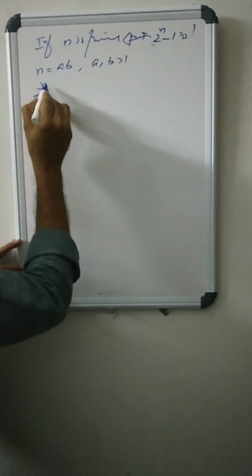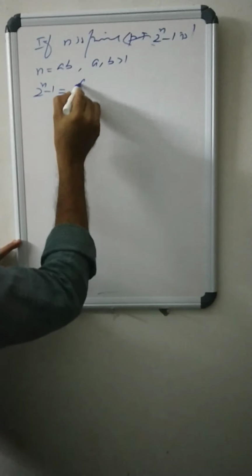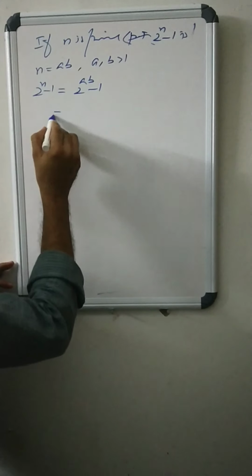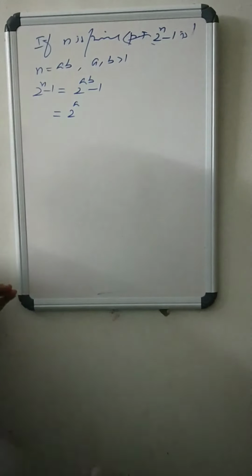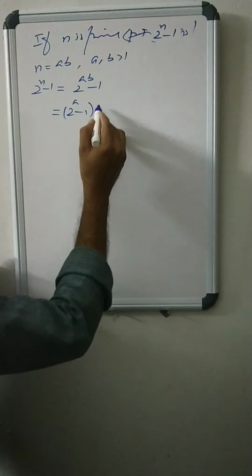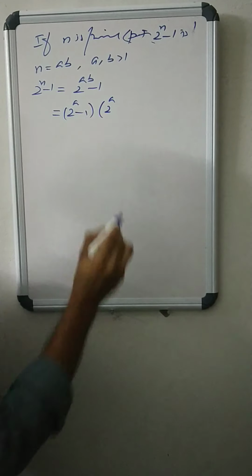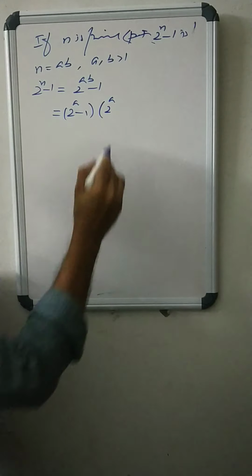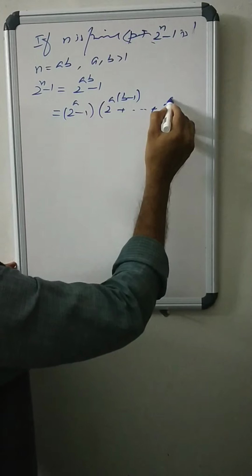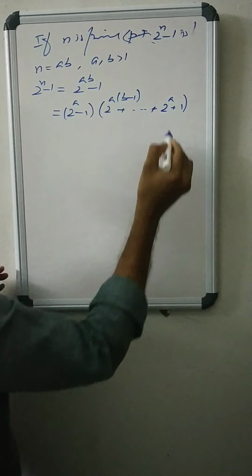Then what is 2 power n minus 1? 2 power n minus 1 is 2 power ab minus 1. 2 power ab minus 1 means it is 2 power a minus 1 into 2 power a into b minus 1 plus etc. plus 2 power a plus 1.